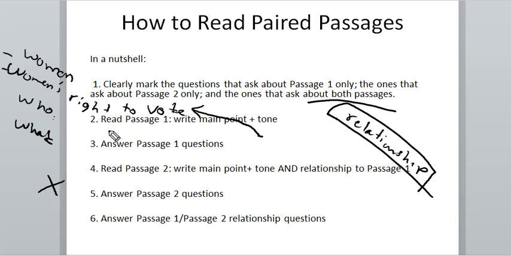So you basically do the same for passage 2 as well. Write main point plus tone, and then, since it's the second and the last passage, you decide on the relationship between the two. The relationship between passage 1 and passage 2. Here you answer passage 2 questions and then answer passage 1 or passage 2 relationship questions. And this is it for reading the passages. Let's see what's next.